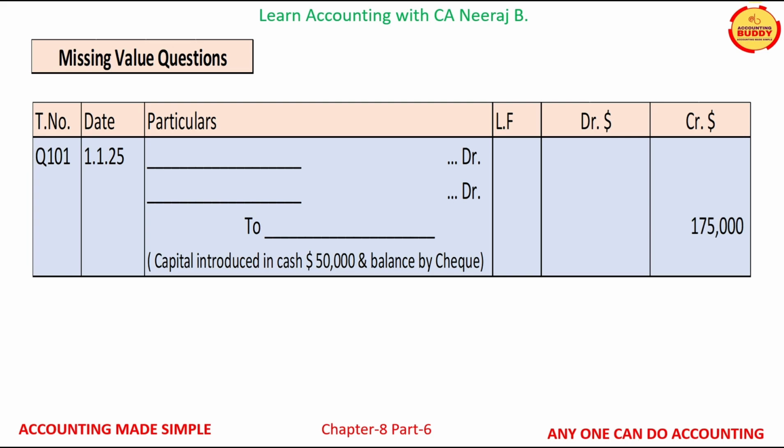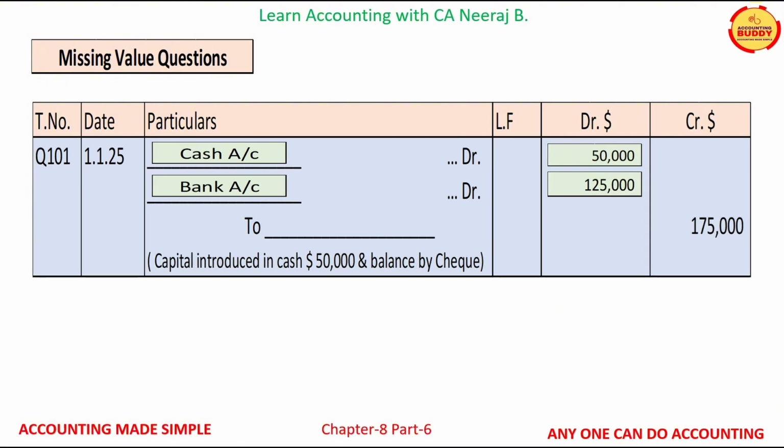Basis this information, the journal entry which will be passed for this transaction is cash account will be debited with $50,000. The balance amount of capital will be $125,000, for which bank account will be debited. The total amount of $175,000 introduced in the business will be credited to capital account.